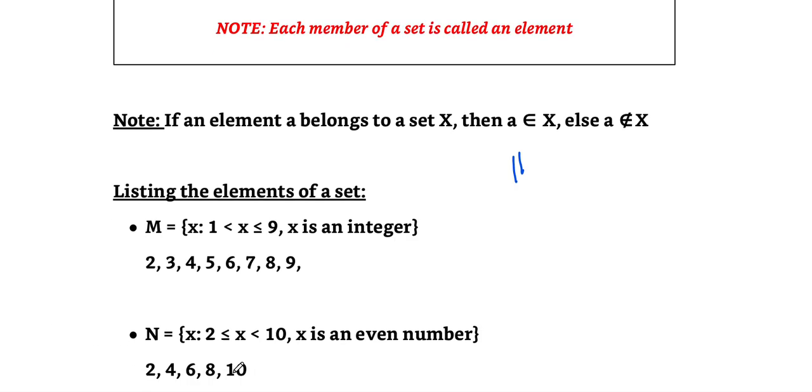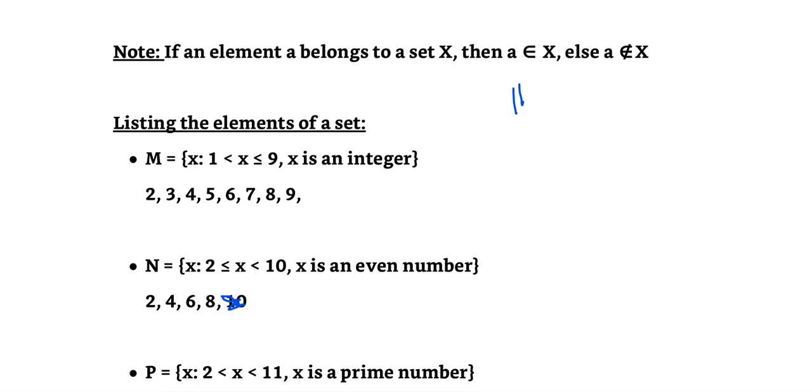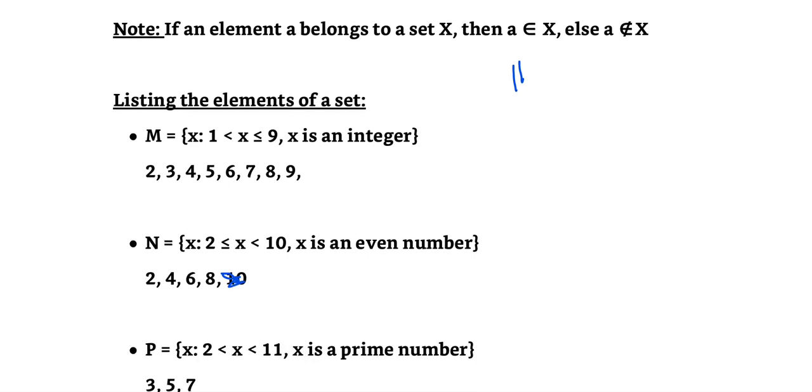This 10 is not meant to be here because this is less than 10, right? So 2, 4, 6, 8. Those are the even numbers that lie between that, because including 10 would be wrong since we are asked for less than 10, right?